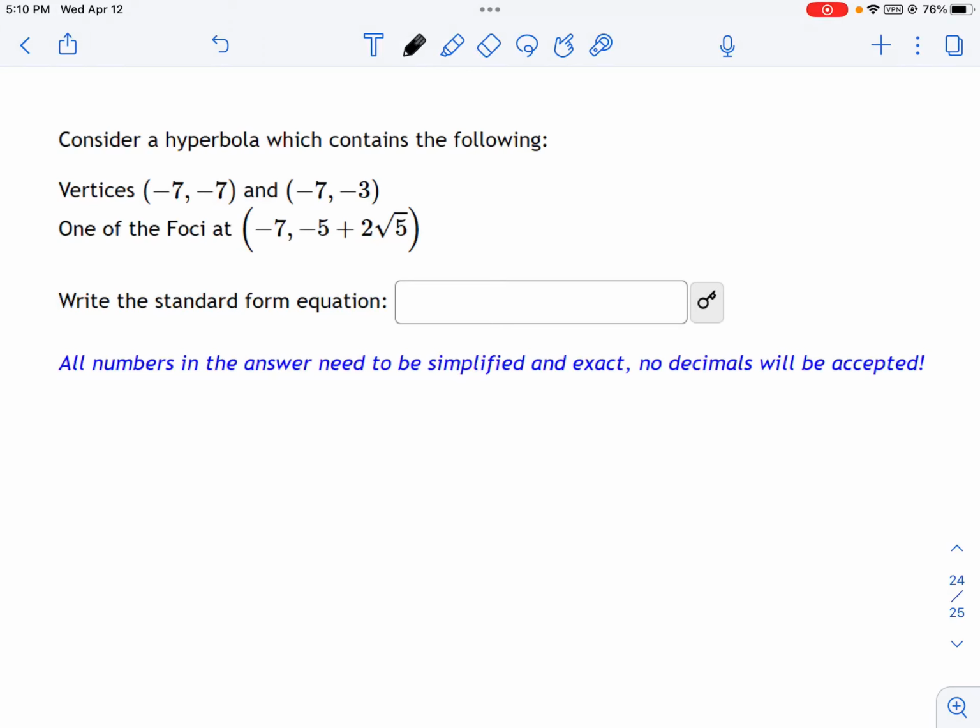Hello and welcome. So, consider a hyperbola which contains the following vertices at negative 7, 7 and negative 7, 3, and a foci, one of your foci, at negative 7, comma, negative 5 plus 2 square root 5.